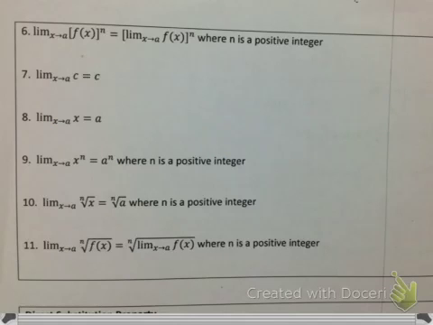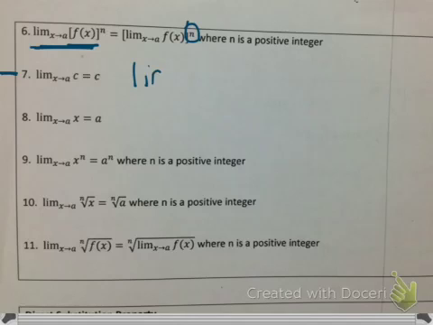6 through 11, more limit laws. So number 6 is kind of like the other, saying if I have the limit of a function to some power, what can you do? You can find the limit of the function, then I can raise it to the power afterwards. 7 is really important. What's the limit of any constant? That's all this is saying.